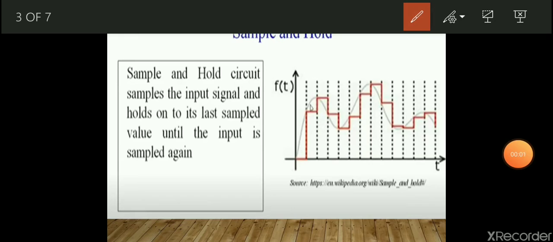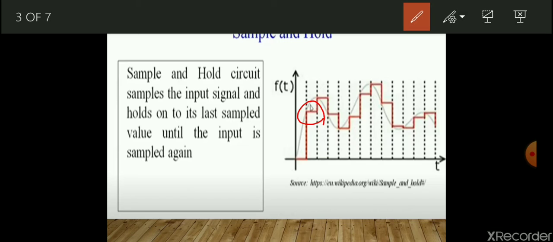This is the input and output waveform diagram. We can see there are two waveforms. The one indicated by the gray line is the input analog signal, and the red line indicates the output of the sample and hold circuit. At this time, a sample of the analog input signal is taken, and during this interval the analog input is changing, but the output of the sample and hold circuit is not changing. So it remains at the previous value.